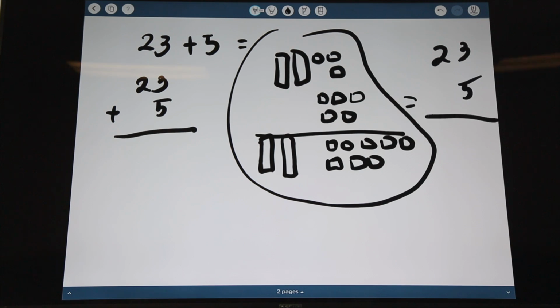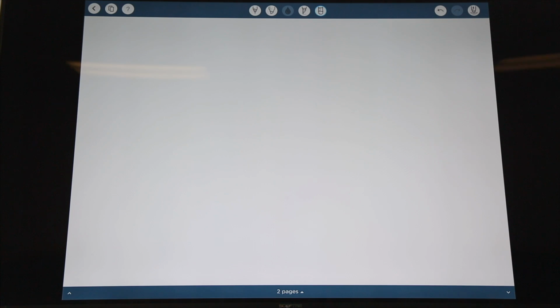If I add that, how many cubes total would I have? Well, I will have 2 lines of 10s and 8 free cubes. 28. Does that make sense? Yes, yes. Okay, moving on. Now, let's do a complicated problem. Let's do now, we have 25 plus 17. What does that mean?